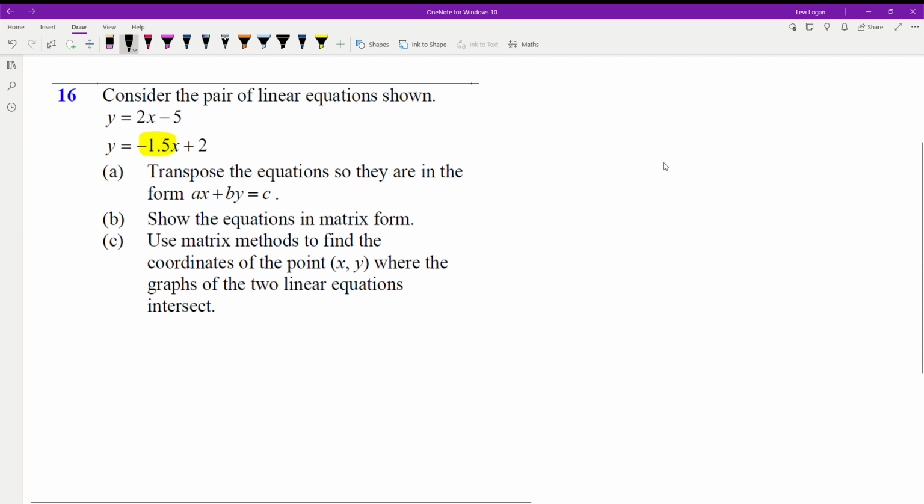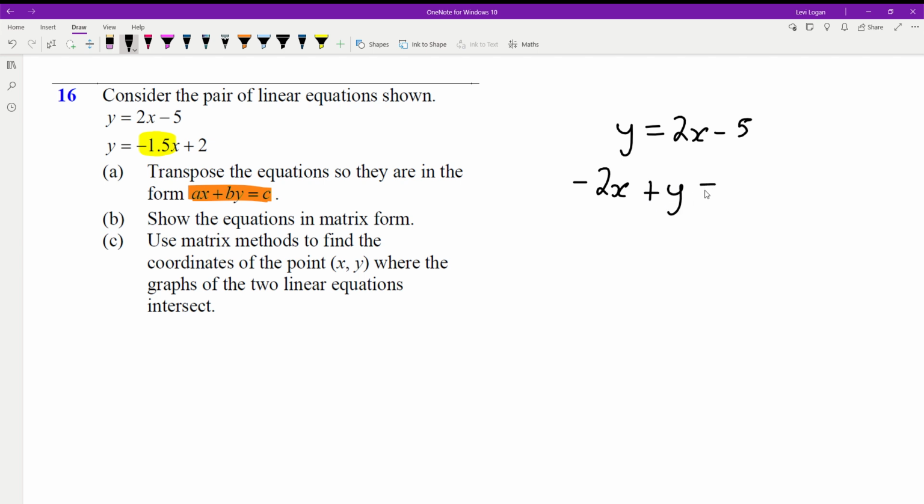Here we have the first equation, y equals 2x minus 5, and if we want to put it into this form, obviously we need to move the 2x across. So subtract 2x on both sides, and we'll have negative 2x plus y equals negative 5.